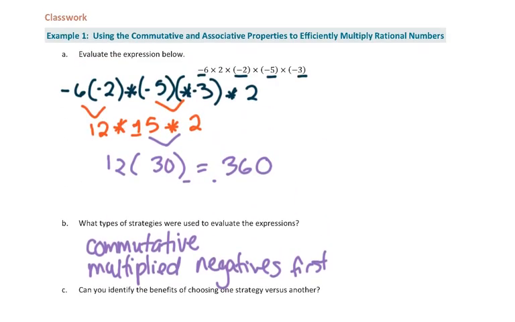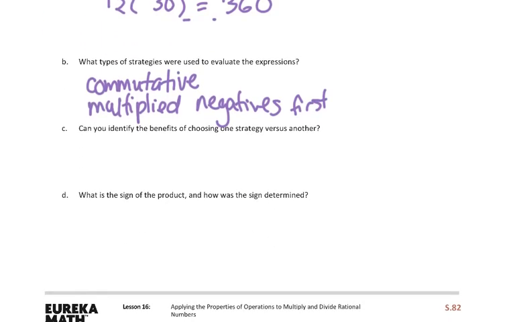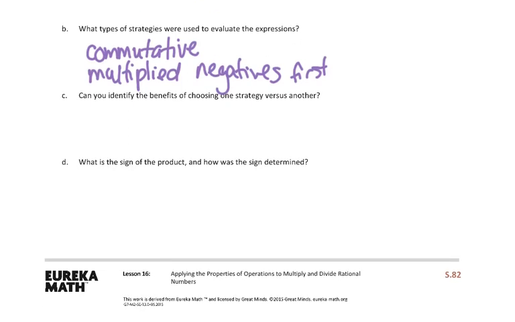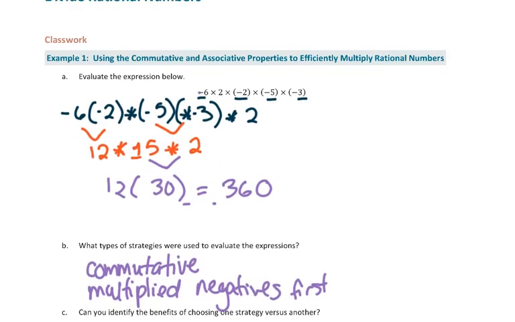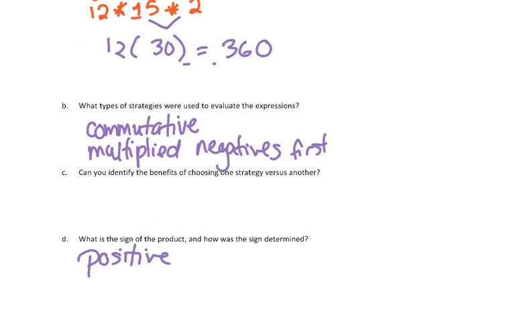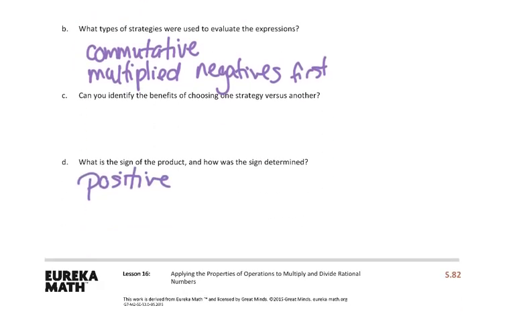And if not, we could have just done -6 times 2 would be -12, -12 times -2 would be 24, 24 times -5 would be negative something, and then we'd have to multiply that by -3. So it just made it easier to cancel out our negatives and then move on and just multiply by the positive numbers. The sign of the product was positive, and it was determined because we had an even number of negatives. So 1, 2, 3, 4 negatives all canceled each other out, so that was pretty simple.